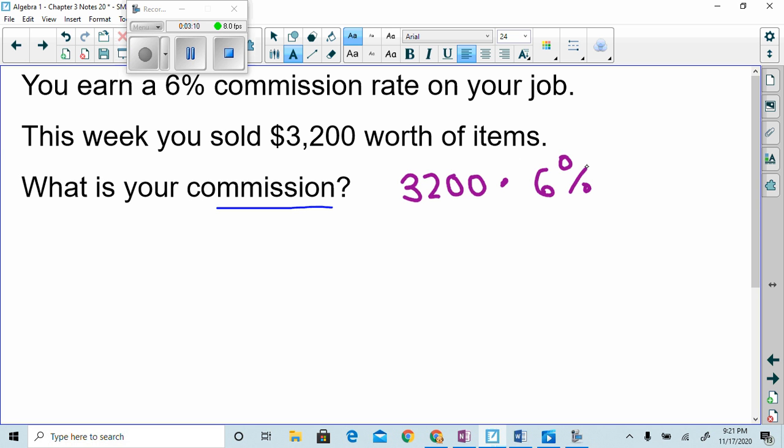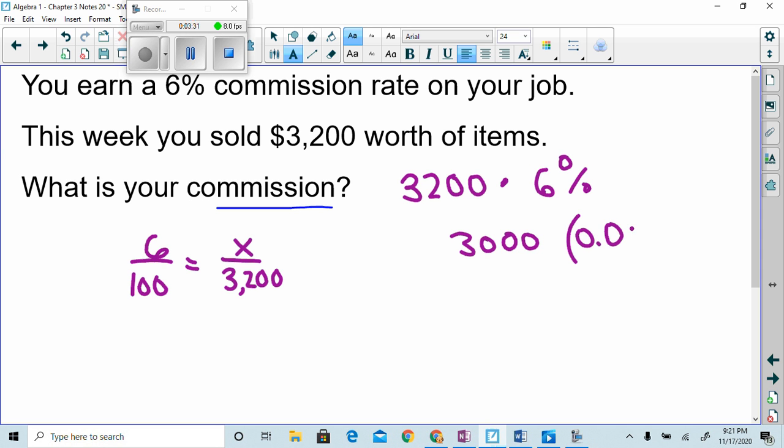Now you can set up a proportion if you like, so then it would be 6 out of 100 is equal to X out of the total to see what you get. Or you could change this percent to a decimal by dropping the sign and moving your decimal over 2 places and multiplying, and that will give you your commission.